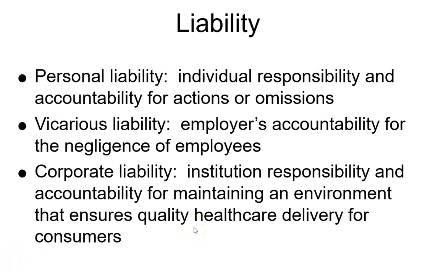Liability. Personal liability, individual responsibility, and accountability for actions and omissions. Vicarious liability, so that's you. Vicarious liability is the employer's accountability for negligence of employees. The doctrine of respondeat superior, which means let the master answer, makes employers accountable for the negligence of their employees.